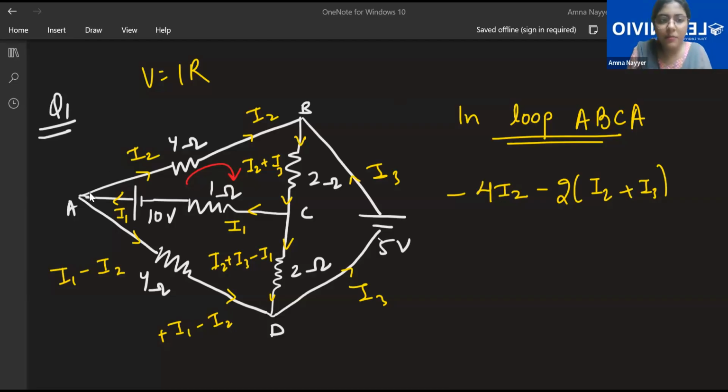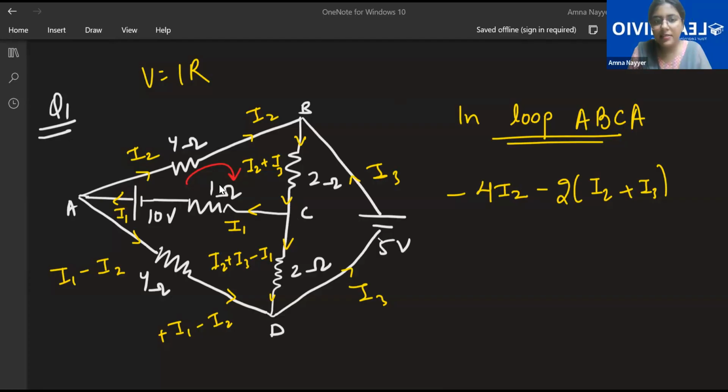So yeah, from here we went from A to B, so negative 4 I2. From B to C, same direction of current, I2 plus I3 into 2 with a negative sign. Now let's go from C to A, the last side of the loop, completing it. Okay, Aisha, look, we are going from C to A.